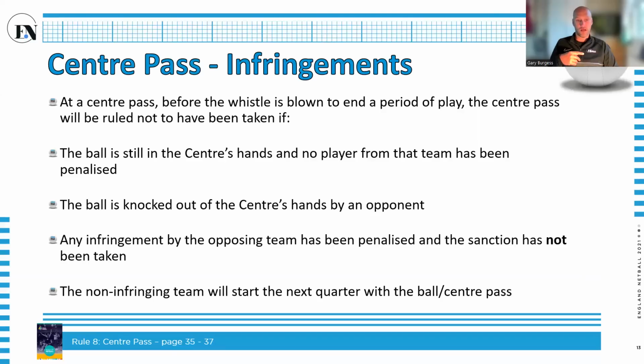Okay, so if we look on the screen at centre pass before the whistle is blown to end a period of play, the centre pass will not be ruled to have been taken if, so that means basically the team with the ball get the next centre pass in the next quarter. So it won't be ruled to have been taken if the ball is still in the centre's hands and no player from their team has been penalised. Okay. If the ball is knocked out of the centre's hand by an opponent, okay, so if they've got it and it's being knocked out of their hands, and any infringement by the opposing team that has been penalised and that the sanction has not been taken.